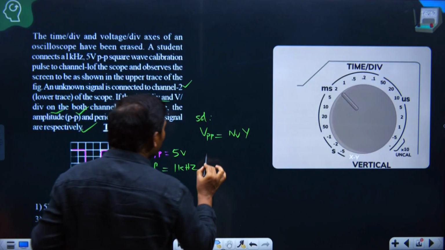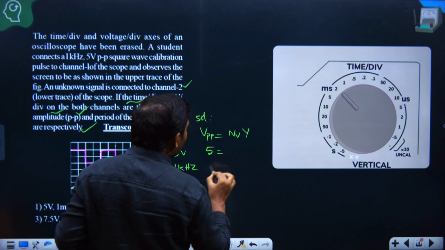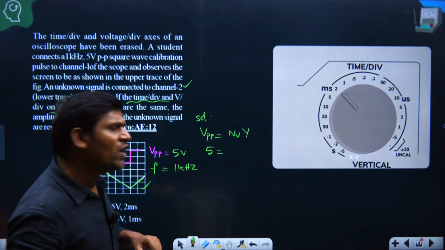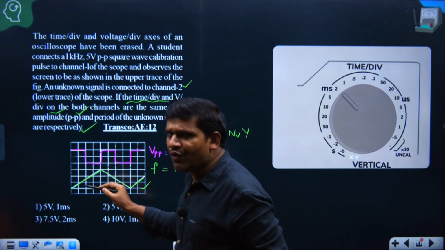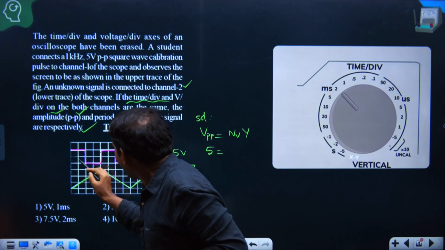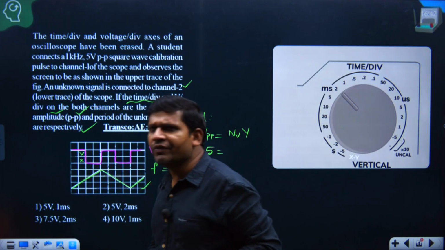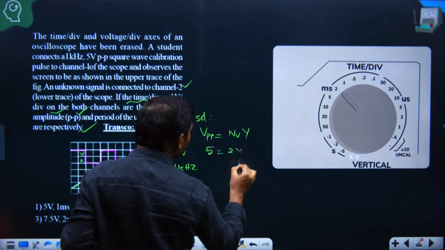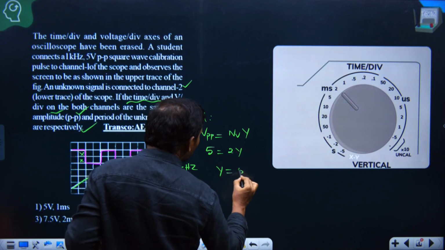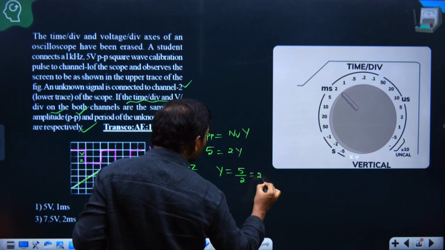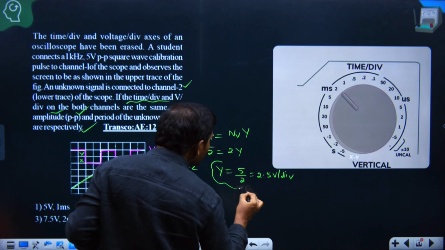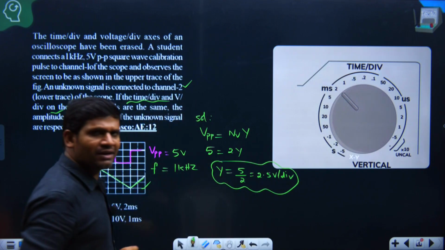How much peak to peak voltage is given? 5 volts. NV is the number of vertical divisions occupied by the displayed waveform. This is the known waveform. How many vertical divisions does it occupy? 2 vertical divisions. That is 2 into Y. Then what is the vertical setting? 5 by 2, that is 2.5 volts per division. This is called the Y setting or vertical setting.